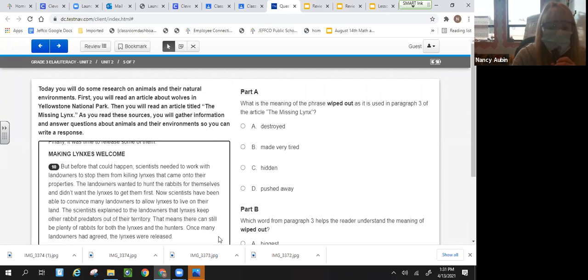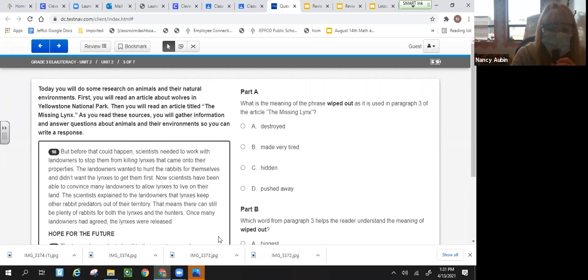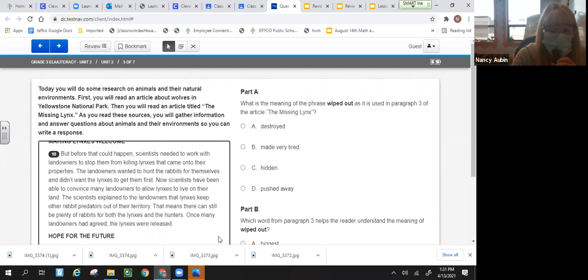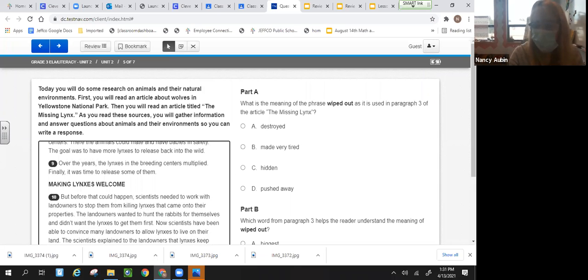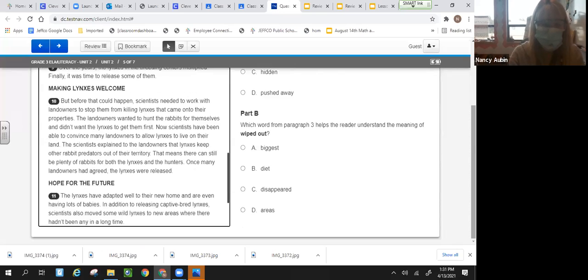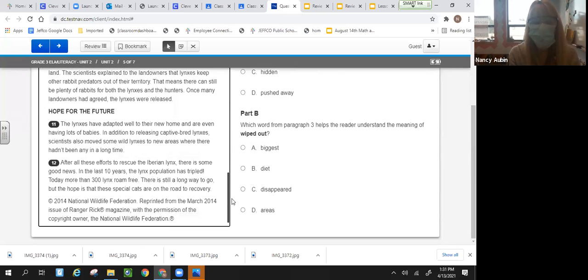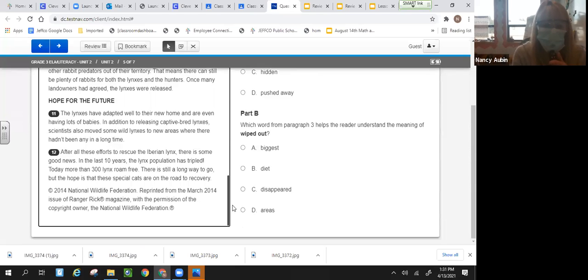Hope for the future. The lynxes, this is getting tough. I think I've got to use my other scroll bar. See how I did that? When it starts getting tough to scroll, you can't find it, use the sidebar on the right.